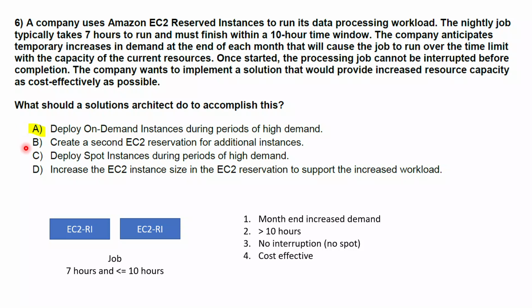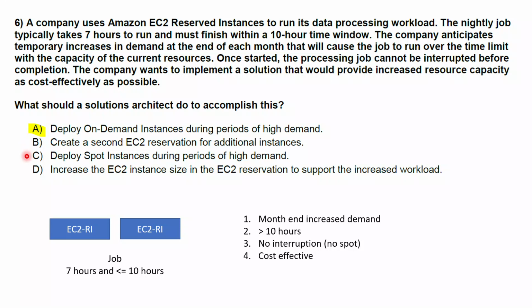Choice B recommends buying a reservation for additional instances. Now, reservation is a long-term commitment for primarily 24/7 usage. However, here we need additional instances only for a few hours every month. So a reservation is wasteful and not the right solution for this question.